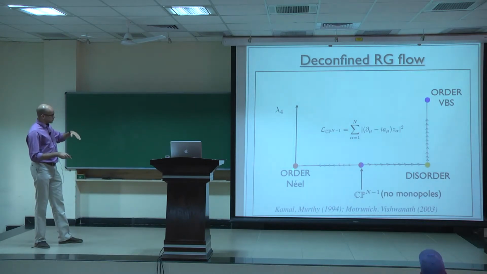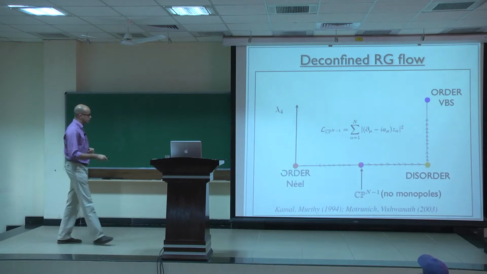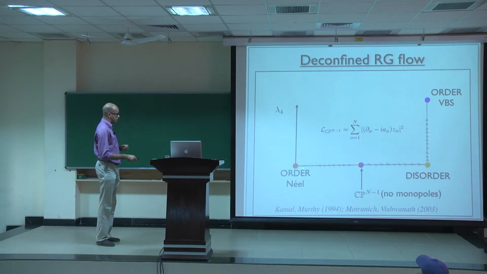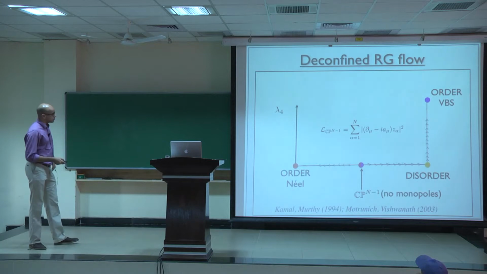Imagine I turn the fugacity of the quadruple monopoles to 0, and I work in this region in which there are no monopoles. So this is described by a CP^(N-1) field theory with a non-compact gauge field. And what these works showed is that you have an ordered state in this theory, which is like a Higgs phase, which is the Néel phase. And you have a disordered phase in which the z's have a mass and the photon is gapless.